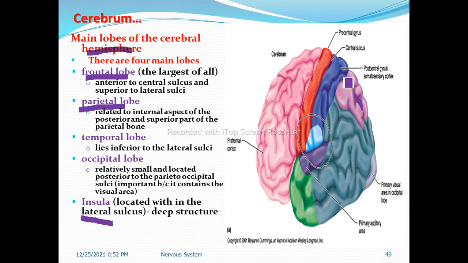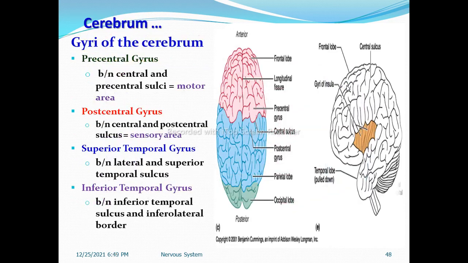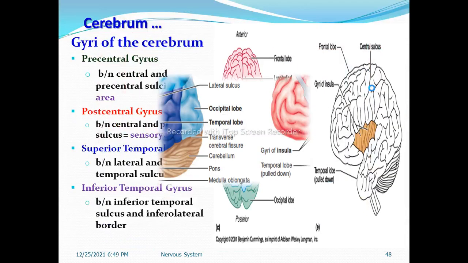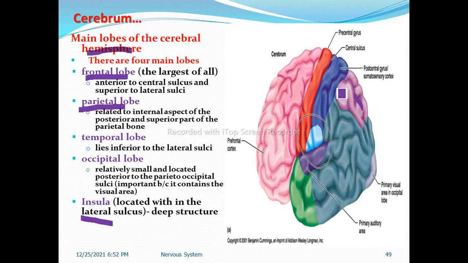This is the parietal lobe. The third one is known as the temporal lobe. The temporal lobe lies inferior to the lateral sulcus. This is the temporal lobe, and this is the lateral sulcus. So the structures below the lateral sulcus are known as the temporal lobe.